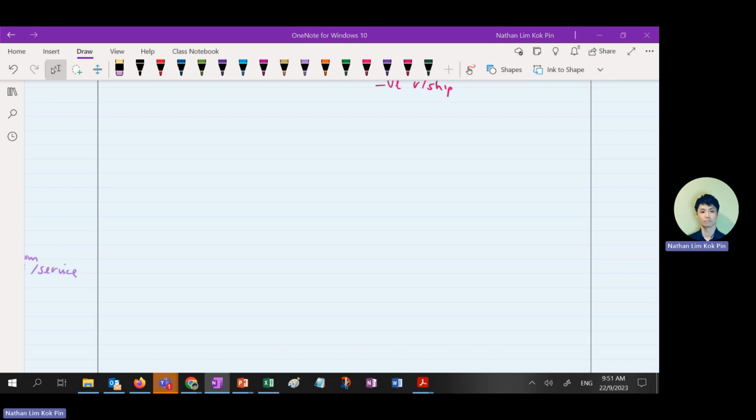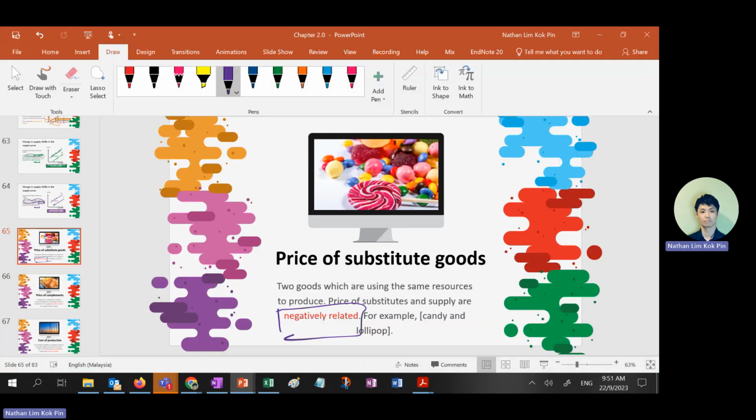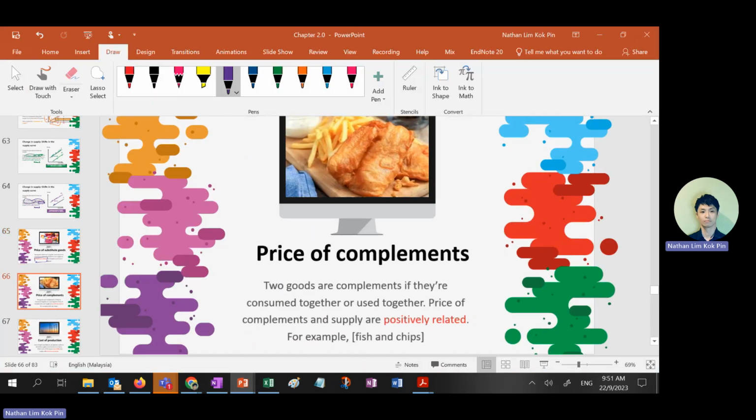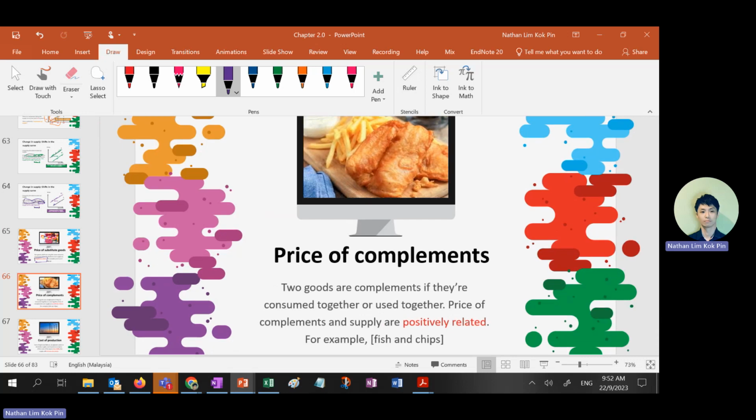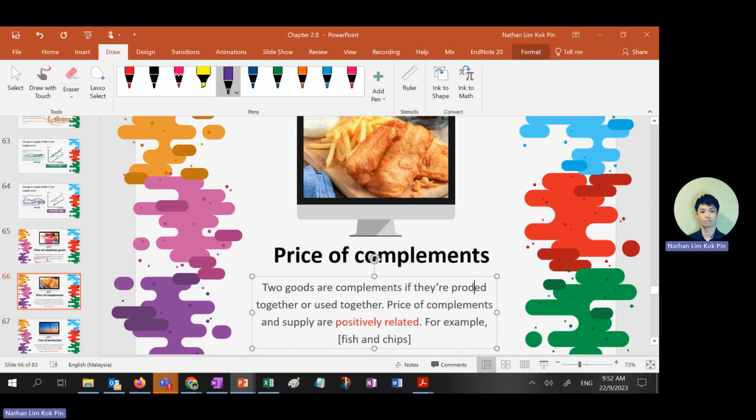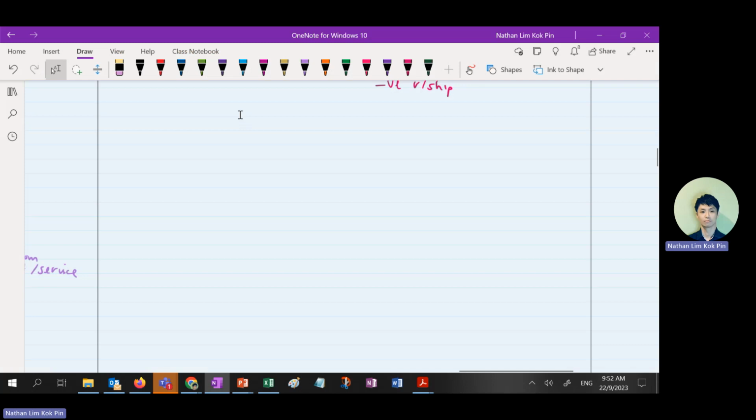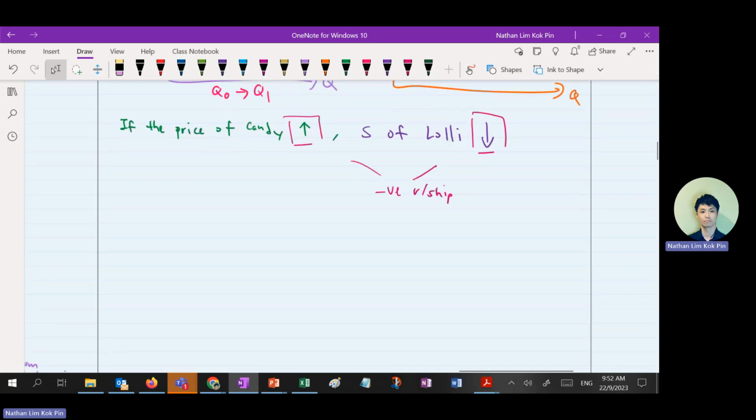Next one is complements. Complements, they are produced together. Just produce together is better. So change the complements to produce together in my slides.